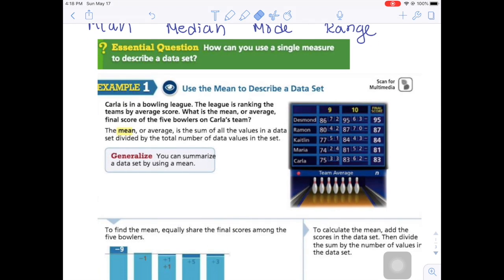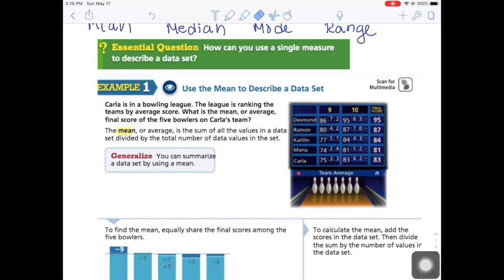So Carla is in a bowling league. The league is ranking teams by average score. What is the mean or average final score of the 5 bowlers on Carla's team? So the mean is really just the average. It's the sum of all of our values in a data set divided by the total number of data values in the set. And this is just a good way to summarize our data.